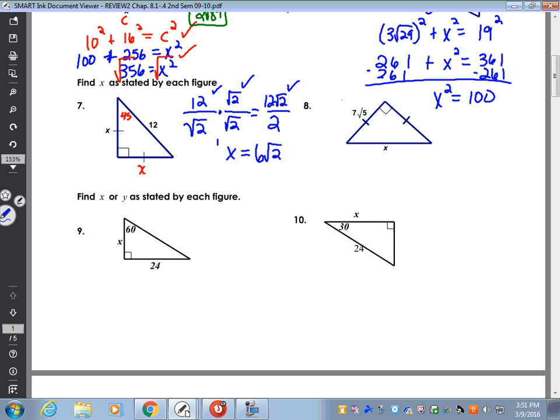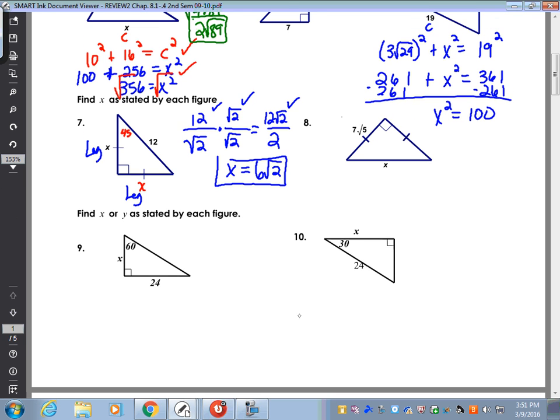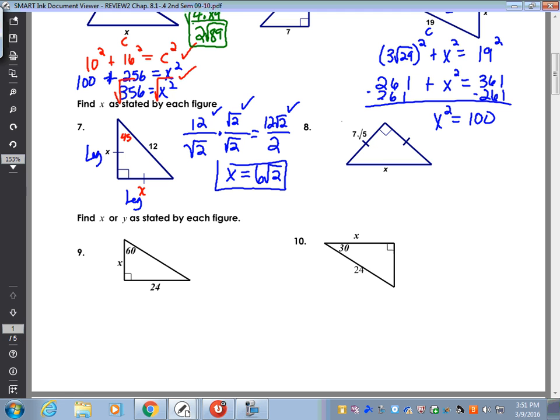And that is our x. That is our leg. Because we are trying to find a leg here. Both of the legs are the same. So now if you need assistance on 8, I'm going to kind of get you started on this. I didn't do this one in class.